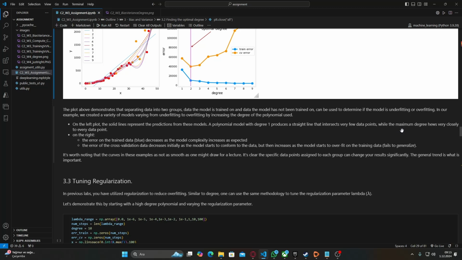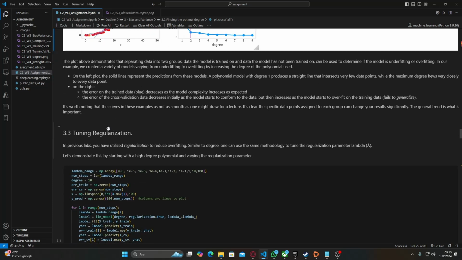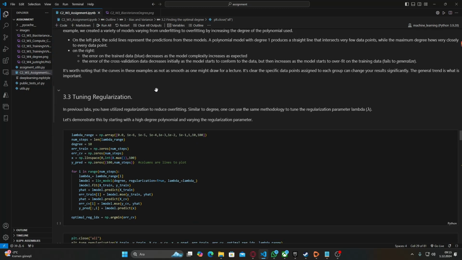On the right, the error on the training data, blue, decreased as the model complexity increased, as expected. The error of the cross-validation data decreases initially as the model starts to conform to the data, but then increases as the model starts to overfit on the training data and fails to generalize. It's really good on the training sets, but if we give it other data, it will not work as well.